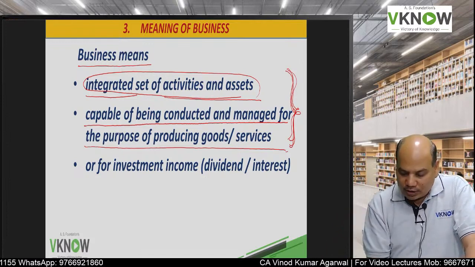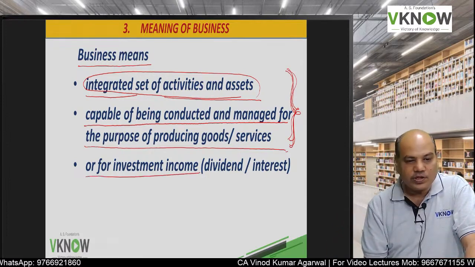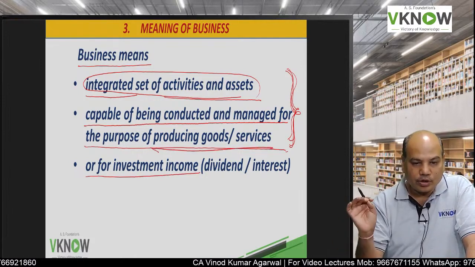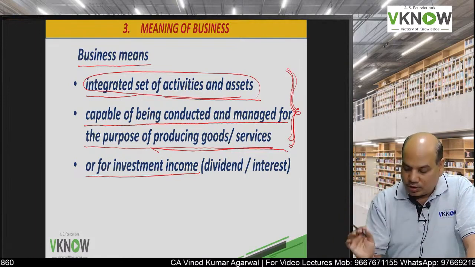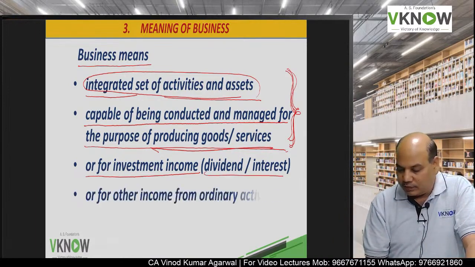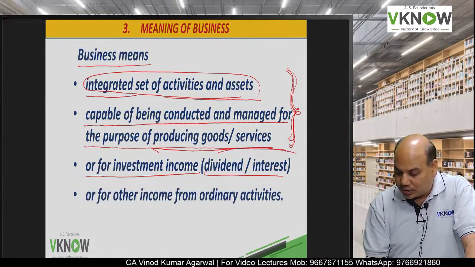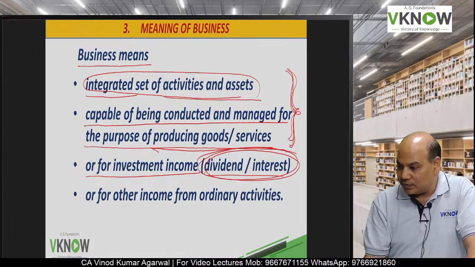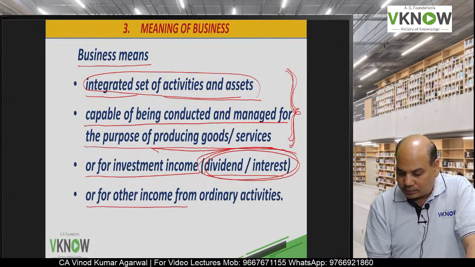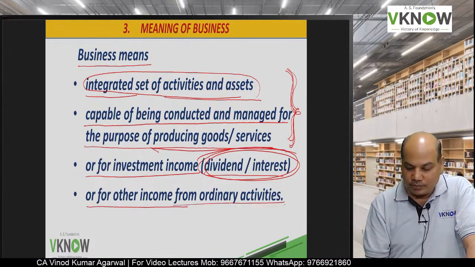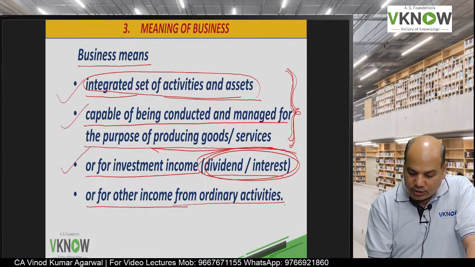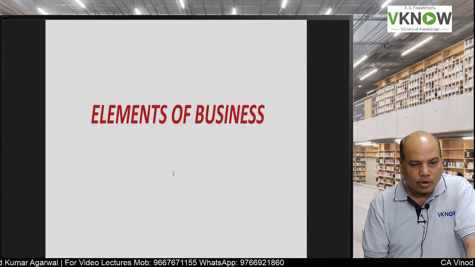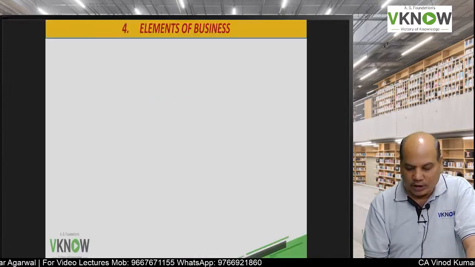This is what we generally know as business, a set of activities which help us in producing goods and services. But this standard of business also includes investment purposes or investment income. Not just producing goods and services, the set of activities can be used for earning investment income like dividend and interest. So there can be a company which may only be providing investment service, portfolio service, or other income from ordinary activities.